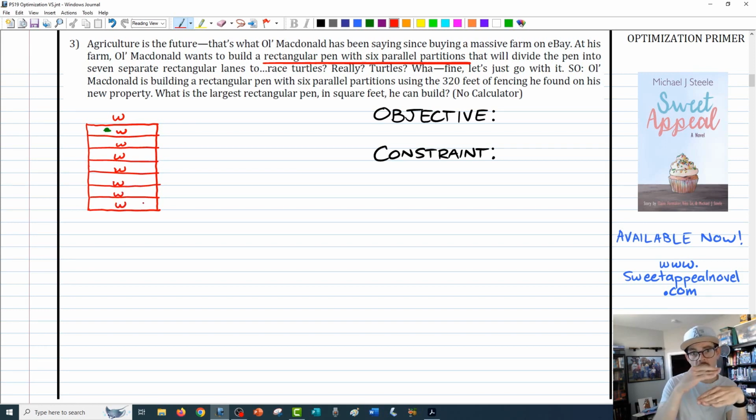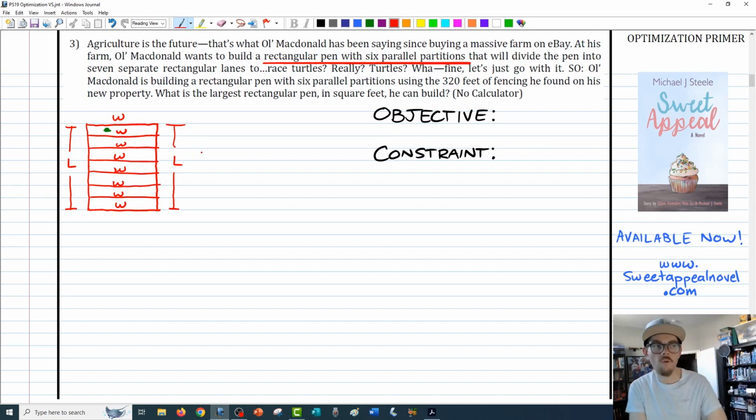Now again, that includes the 6 parallel partitions in the middle of the rectangular pen as well as the 2 outside ones that are bounding the outside. And then I'm going to call these outer portions L. If you wanted to instead say that there are 7 L's in there, you could. I just think it's probably easier to point out that those are there. I think this is probably the straightforward way to do it. So there's our situation. He's racing turtles in there, blah, blah, blah.